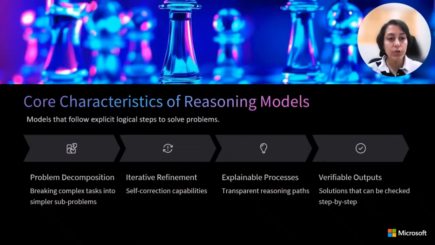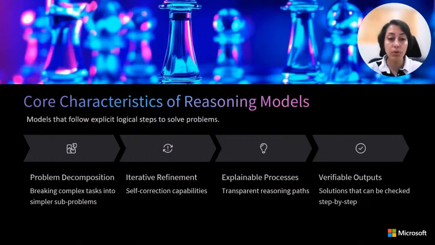So the core characteristic of the reasoning models is that they follow explicit logical steps in order to solve problems. That means they decompose a complex problem into sub-problems in order to solve each of the steps. And this is similar to how humans think. They work by iterative refinement, meaning that they constantly backtrack and double check and verify that the previous steps they've taken to solve the problem have been correct. And if not, they correct them.